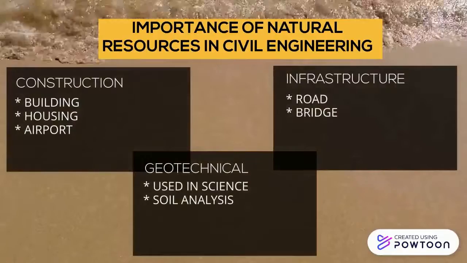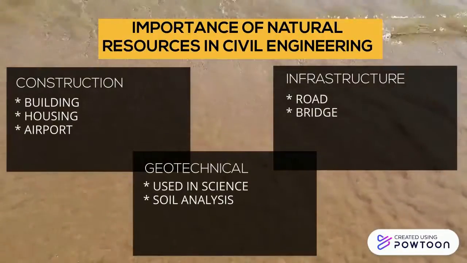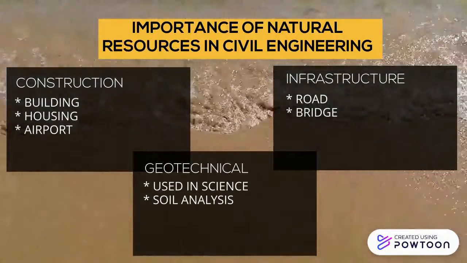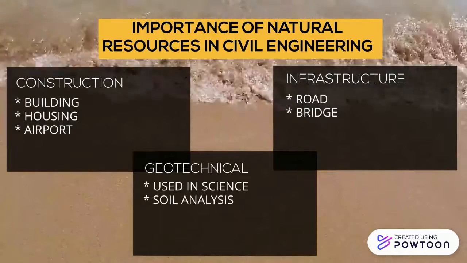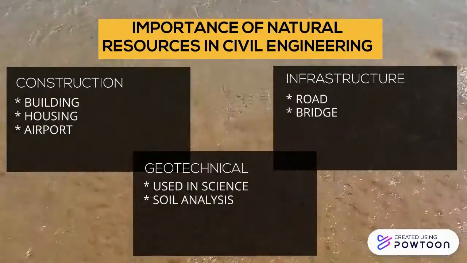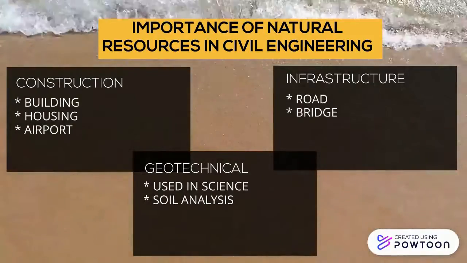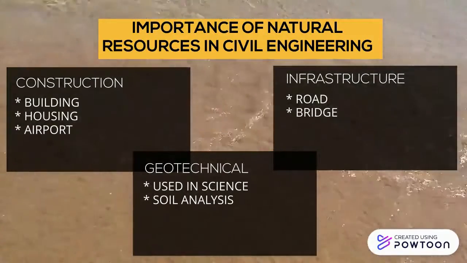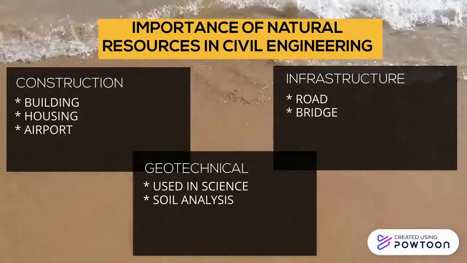The importance of natural resources in civil engineering: first, construction, which comes with buildings, housing and airports. The next one is infrastructure, which comes with roads and also bridges. The last one is geotechnical, which is used in science and soil analysis.